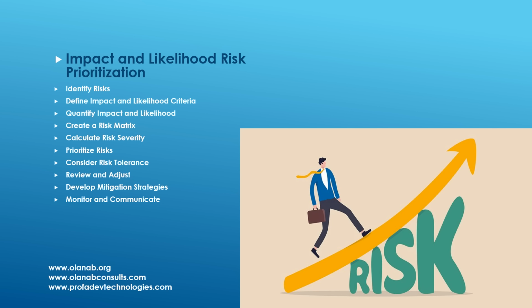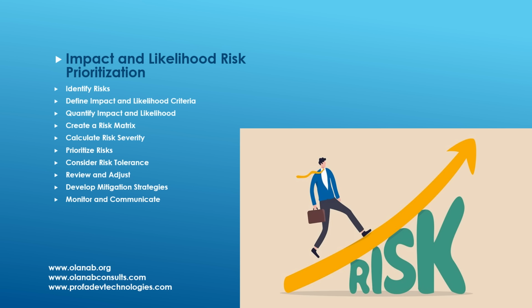The first is identify risks, that is risk identification. The second is to define impact and likelihood criteria. The third is to quantify impact and likelihood. The fourth is to create a risk matrix. The fifth is to calculate risk severity. Next, prioritize risks. Next, consider risk tolerance. Next, review and adjust. Then, develop mitigation strategies. And finally, monitor and communicate.